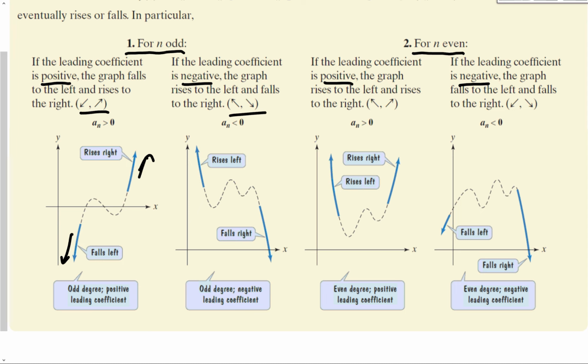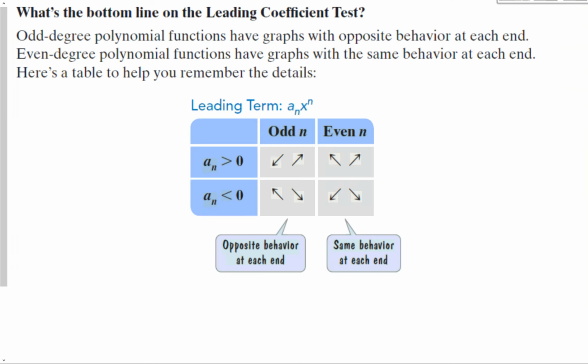If the leading coefficient is negative, the graph rises to the left and falls to the right. So it sort of does the opposite. Rises left, falls right. When n is even, when the exponent is even, the graph does the same thing on both sides. Okay? Positive, they both go up. Negative, they both go down. So they rise left, rise right, or fall left, fall right.